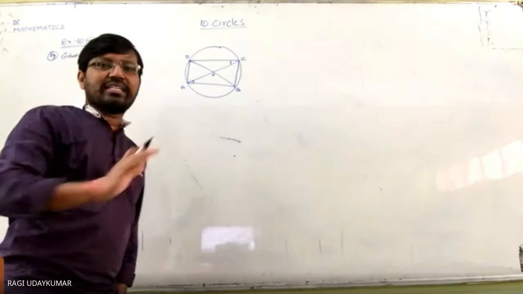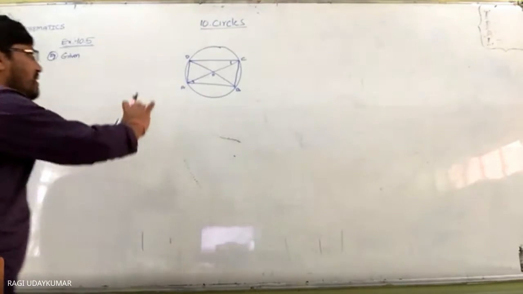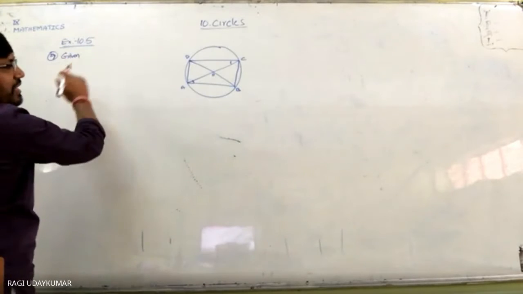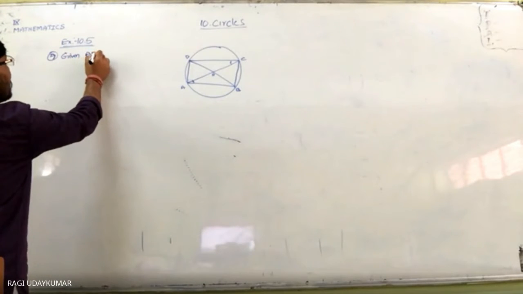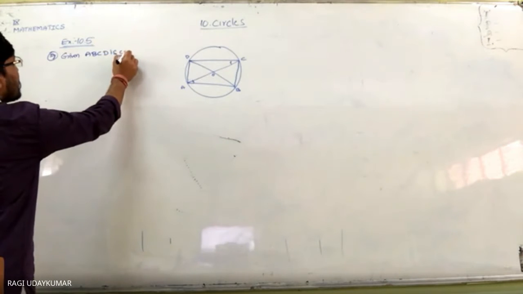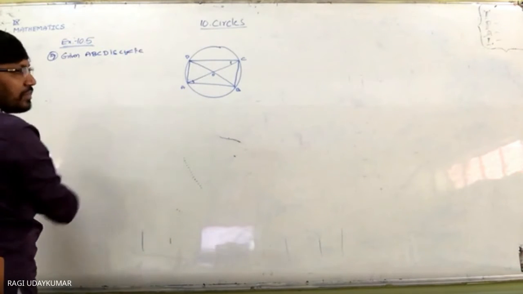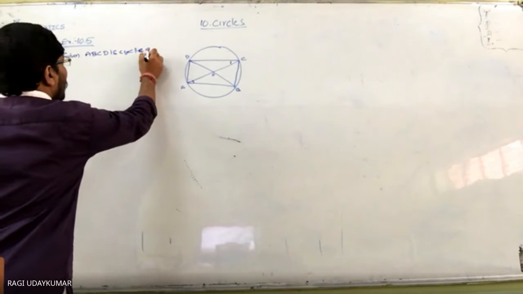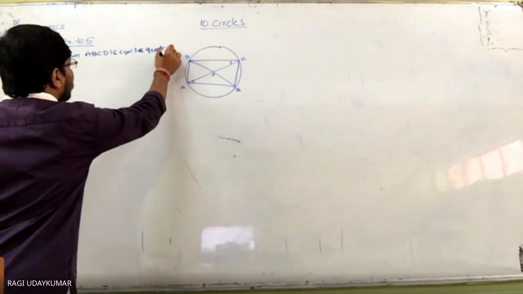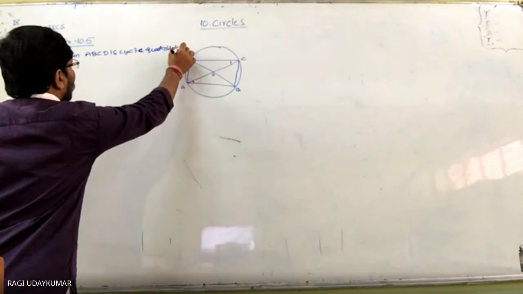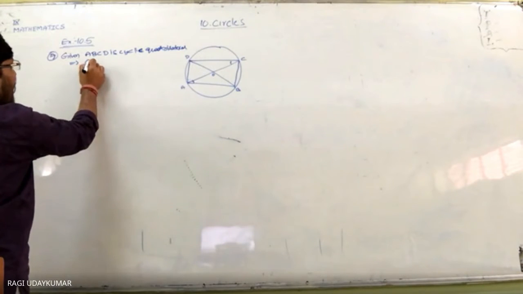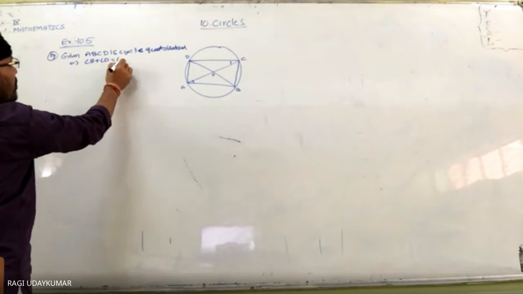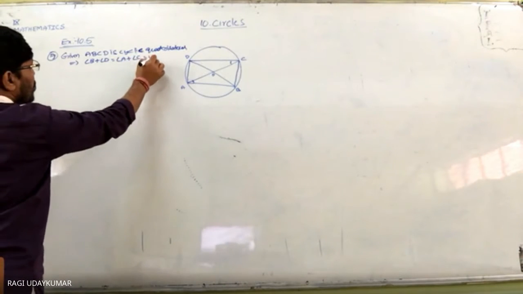ना मैं steps के साथ explain करता हूँ. Once again, see here. What is given here? Given that ABCD is cyclic. ABCD is a cyclic quadrilateral. So this implies angle B plus angle D is equals to angle A plus angle C is equals to 180 degrees.